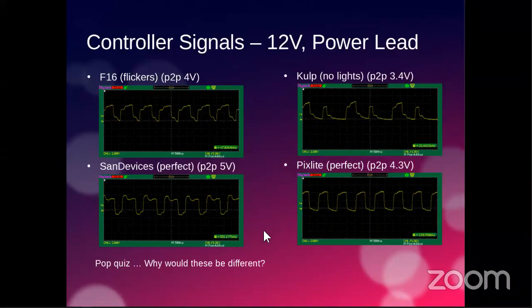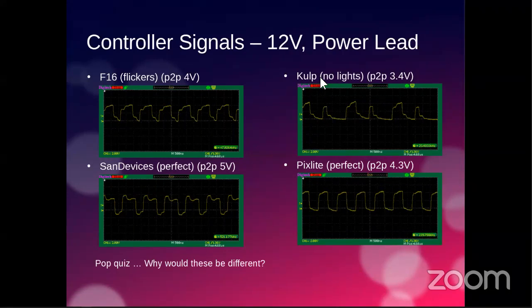So here they are. And they're very different, very different. And they produce slightly different results as well. So this is 12 volts over the power lead. The Pixlight was by far the best. The SAN devices was also pretty good. You look at the Pixlight signal, and it's actually pretty amazing how good that signal is. The SAN devices drove the pixels pretty well, but the signal shape's a bit disturbed. There's a bit of flickering on the F16, and the signal shape is even more disturbed.